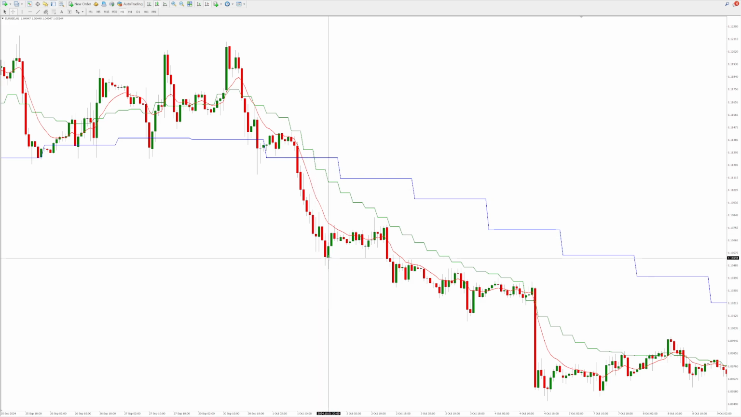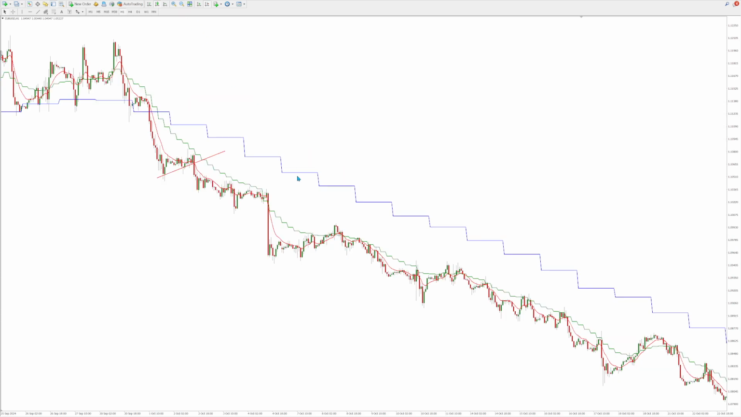So instead, we wait for a pullback. Okay, and we get a pullback here. See that there? Nice downwards move. Market's making these lower highs. We get our pullback. We have our M pattern. See that M, letter M there, and a breakout to the downside. And we could have entered here, knowing with confidence we're trading in line with the overall trend, which is down on the daily, down on the 4 hour, and down on the 1 hour.